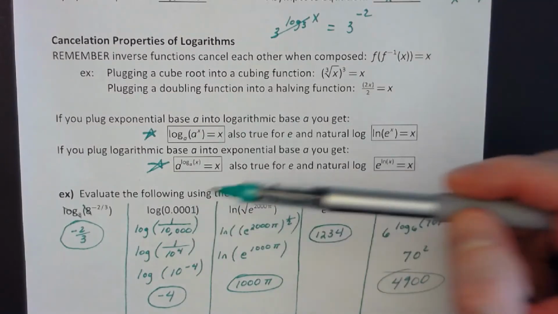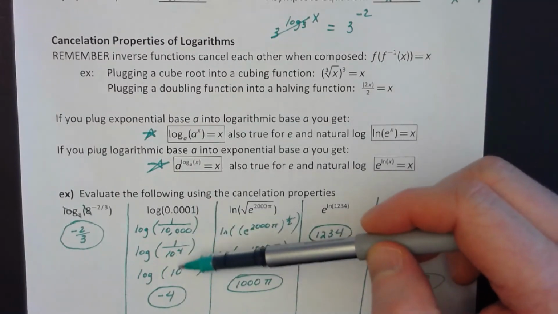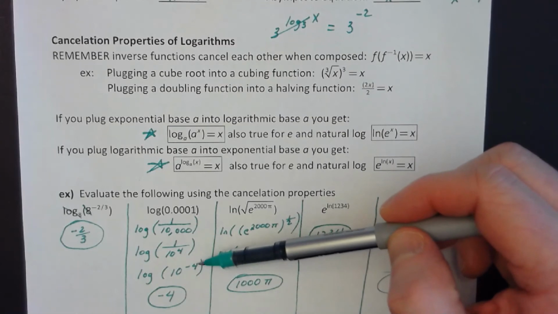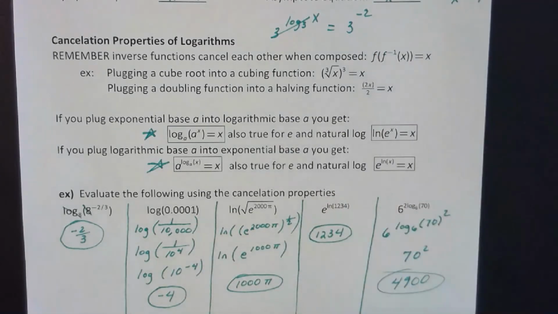Well, 1 over 10 to the 4th is the same thing as 10 to the negative 4th power. Now you would say log base 10, exponential base 10, cancel, and you're left with a negative 4. You could also think of it as 10 raised to what power is 10 to the negative 4th power, and obviously your answer is negative 4 that way.